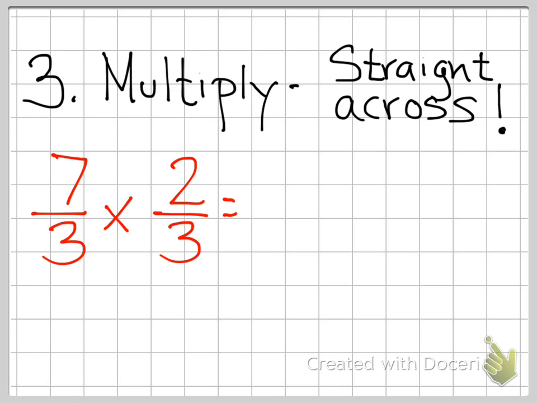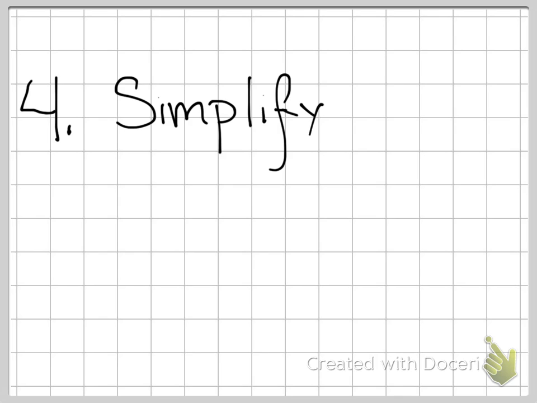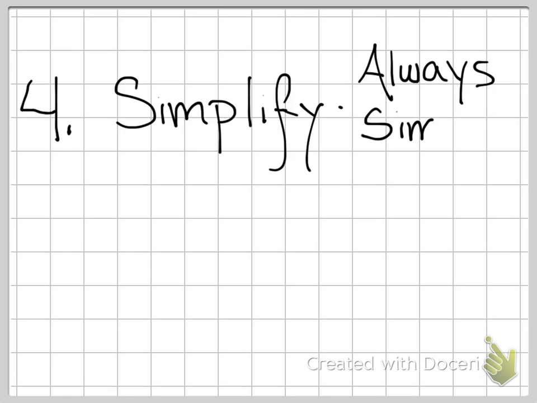Seven thirds times 2/3. And now you just need your multiplication table. So break it out. 7 times 2 is 14. And 3 times 3 is 9. We just multiplied our numerators and we multiplied our denominators. 14 ninths. Okay? It looks like we're done, right? Except for step 4, which is simplify. Always simplify, right? You never need to ask if you need to simplify. The rule is you always need to simplify, if you can.